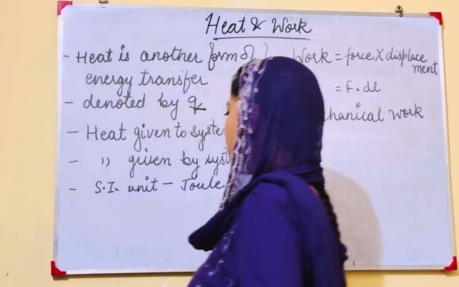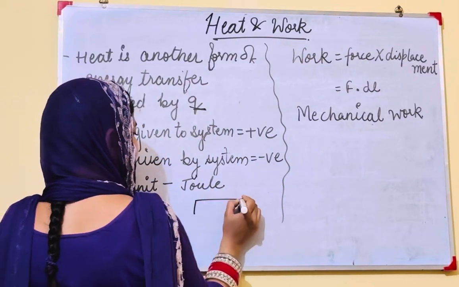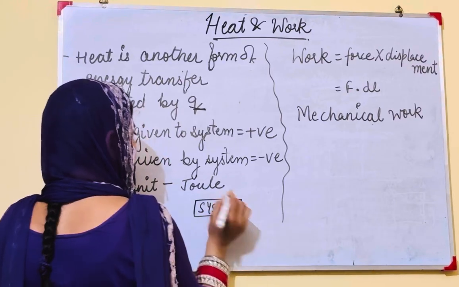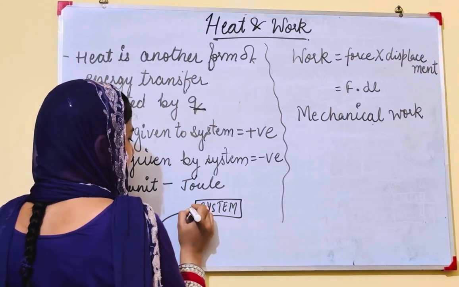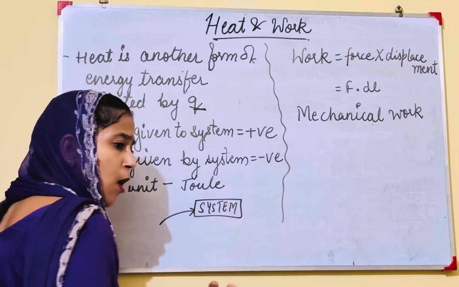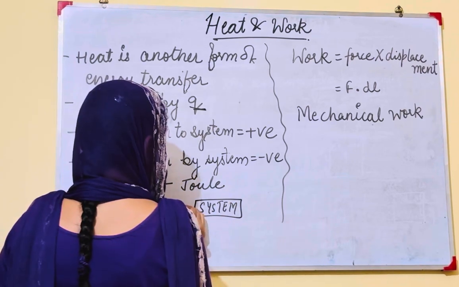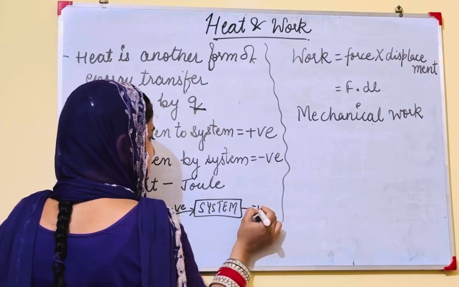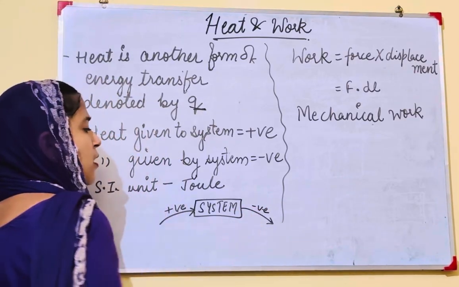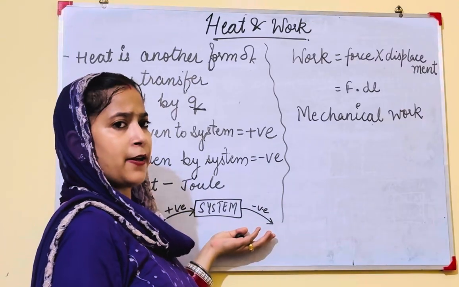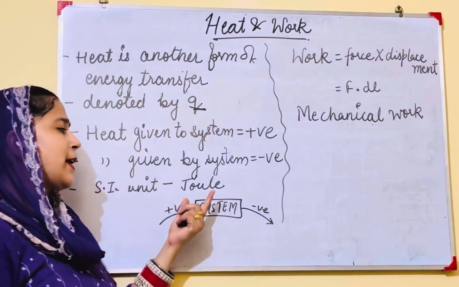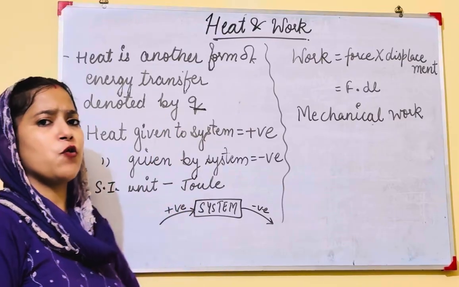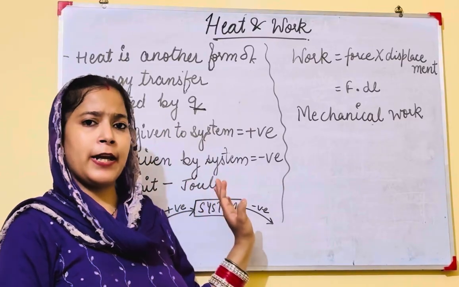Now in our last video I have already explained that if we consider this as a system, if we give heat to the system, meaning heat is absorbed by the system, then it is always positive. And if the heat is given out by the system, heat is released by the system, then it is always negative. And the SI unit for heat is joule. These are some simple points which we have to remember about heat.